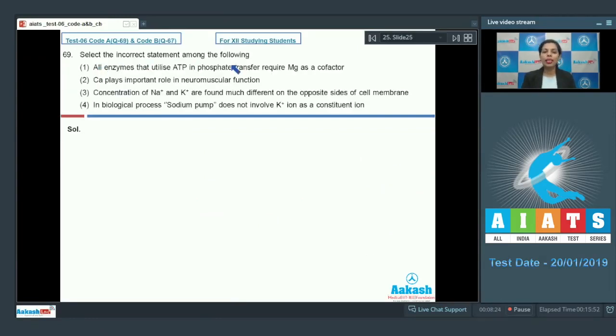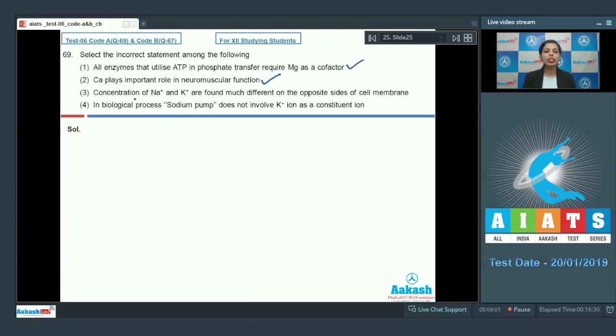Select the incorrect statement among the following. We have different options given here. The first statement, all enzymes that utilize ATP in phosphate transfer require magnesium as a cofactor. If I talk about all those enzymes that utilize ATP in phosphate transfer, they always require magnesium as a cofactor. This is a true statement and that's why I'll mark it correct further. Calcium plays important role in neuromuscular junction. Yes, calcium is a very important element that is quite important for neuromuscular function also.